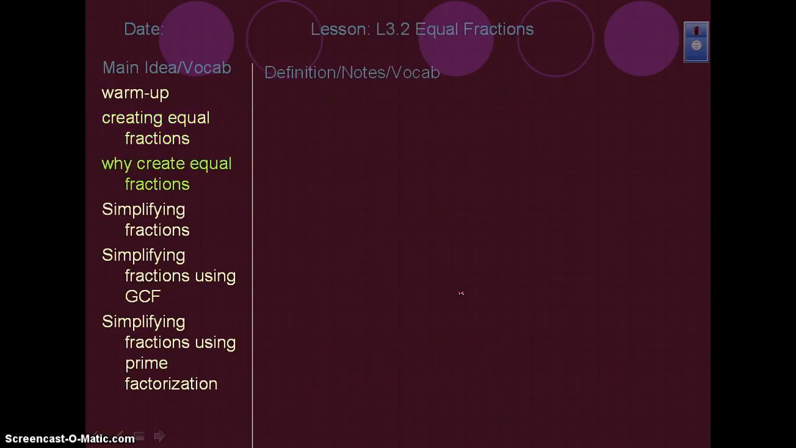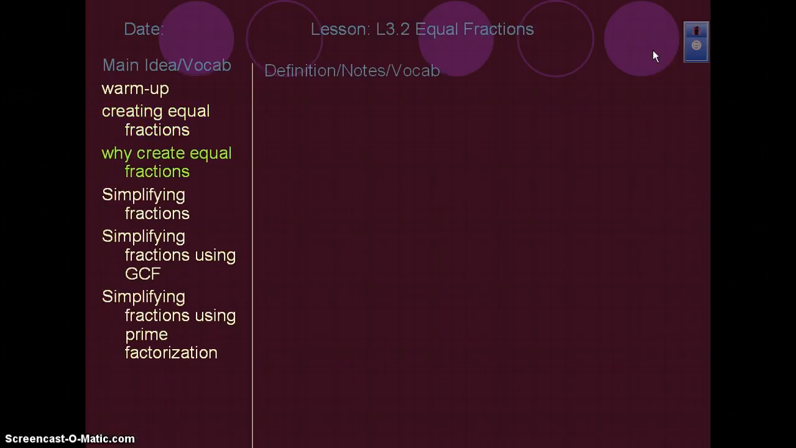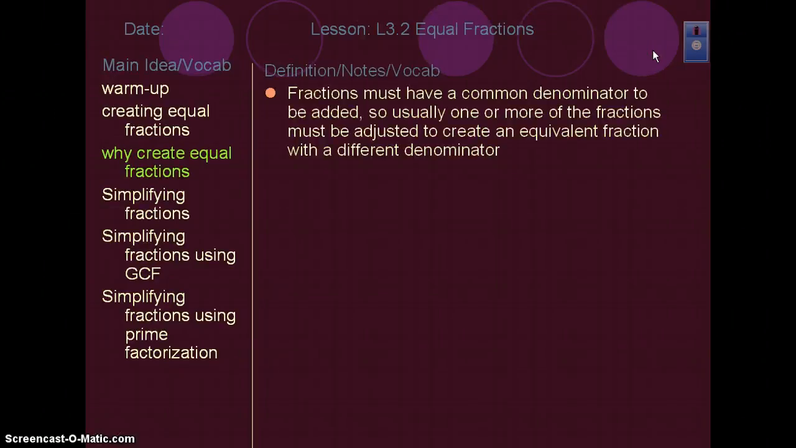Why would we create equal fractions? In general, we create equal fractions for 3 basic reasons. First reason that we might want to be able to create equal fractions is because in order to add or subtract fractions, they must have the same denominator. Because since we add in the same place value, the place value of a fraction is determined by the denominator.